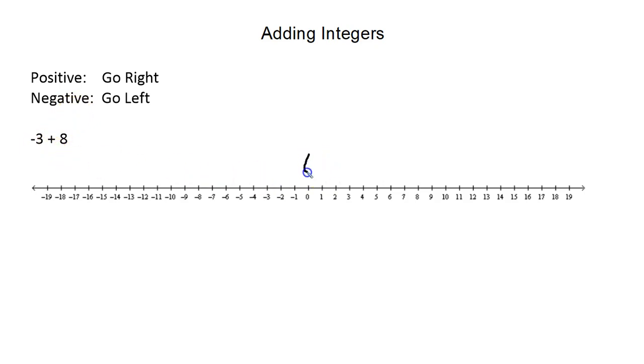So again, we're going to start at 0, and we're going to move left 3 units. So that's 1, 2, 3 to negative 3. Now we're going to add 8 to that. So we're going to move from negative 3, and we're going to move back to the right 8 units. So when I go back to the right, I go back 1, 2, 3 units to get to 0. Then I'm going to go 1 more. That's 4, 5, 6, 7, 8. When I move back 8 units from negative 3, I end up at positive 5, which happens to be my answer.